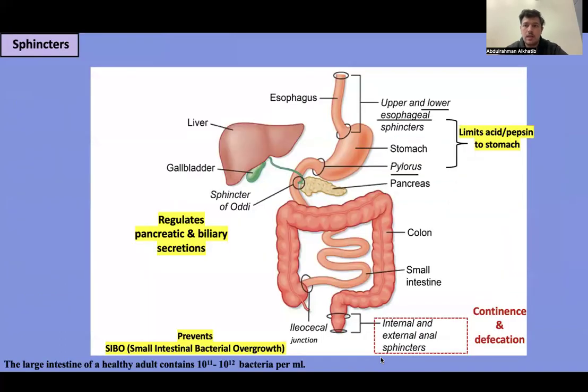Now, you have probably studied the sphincters in other anatomy lectures. But anyway, each of those sphincters basically has a very unique role in controlling the flow of the GI content, in preventing some damage or infection, and also promoting proper digestion. Now, at the end of the GI tract, we have the internal and the external anal sphincters, and those sphincters work together to promote the continence or the accommodation, and will allow for the defecation process to happen.